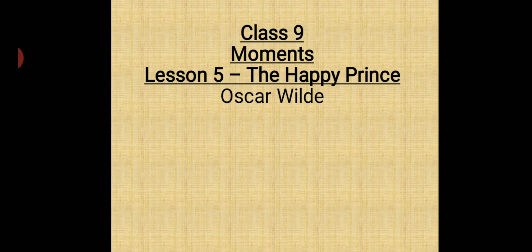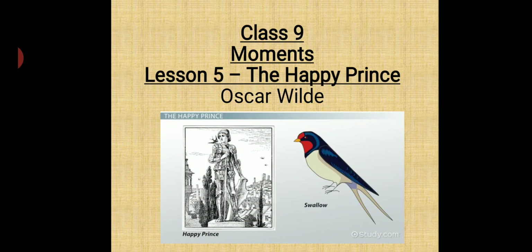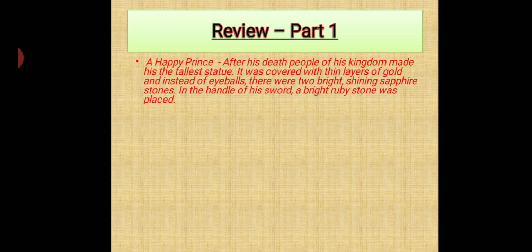Class 9th, where we were doing lesson number 5 from your Moments book, and the name of the lesson is The Happy Prince. In our earlier videos, we had studied about a happy prince, and a swallow was there in the story. So here we will be studying about a happy prince. We already studied what happened in that. Now I'll give you a review that we had covered in our first video.